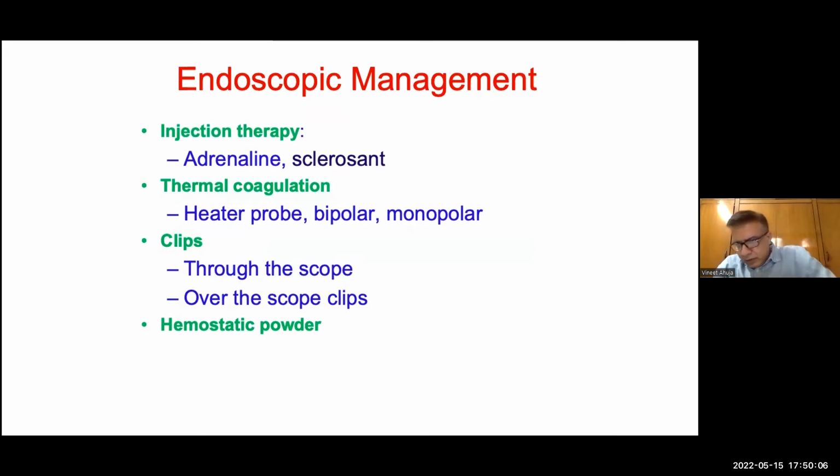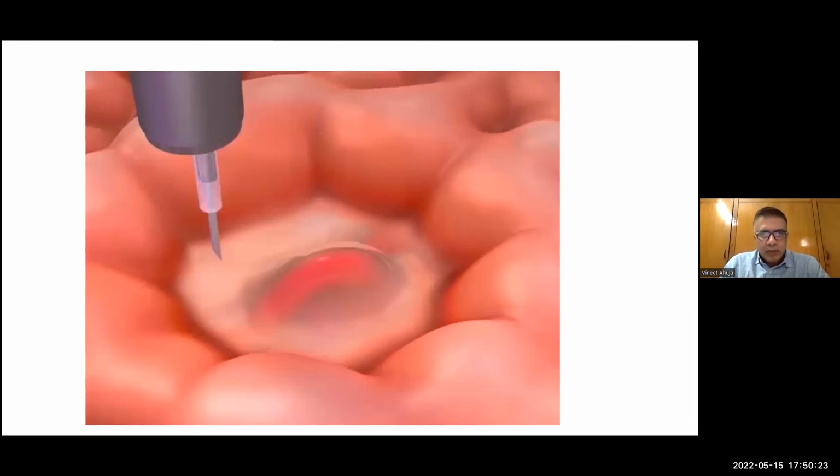How do you manage it? I'll not go into details of it, but you should know that the endoscopic management tools include injection therapy with the help of adrenaline, thermal coagulation with the help of heater probe, bipolar or monopolar probe, or you even have clips which you can apply through the scope or over the scope, or you have hemostatic powder.